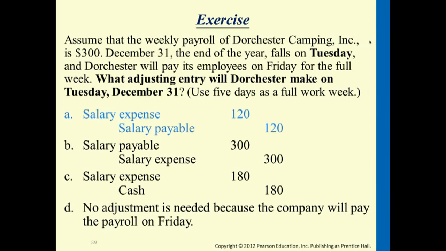Okay, so if I change the question here, if I say December 31st falls on a Wednesday, then what would be the dollar amount? 180, right? If it's a Thursday, it'll be $240. But regardless of the dollar amount, this will be the journal entry that we'll be doing.